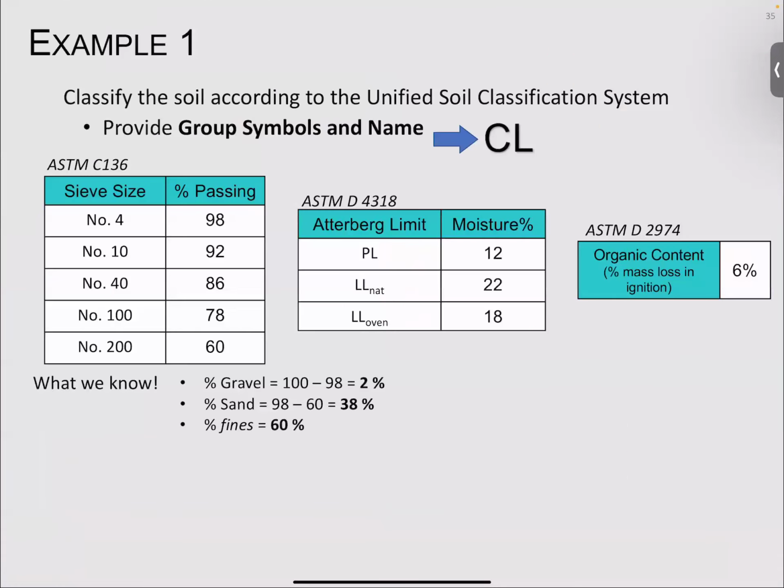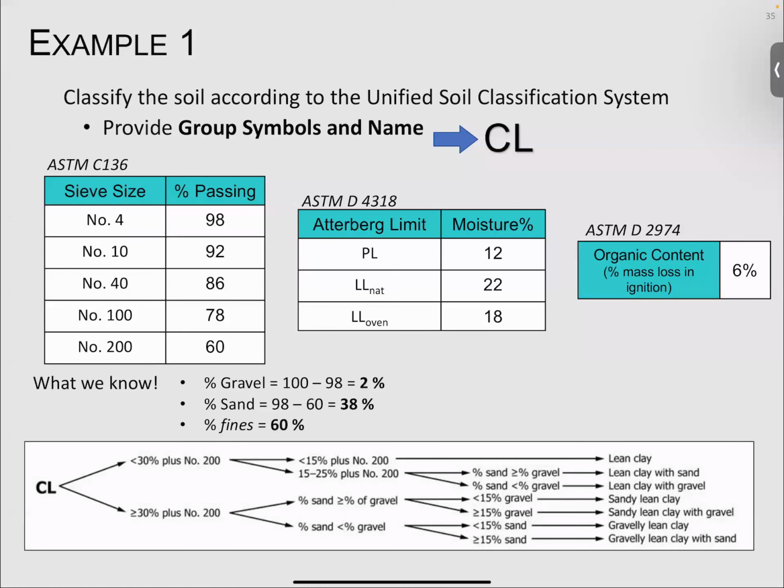Okay, so this is a CL. Let's talk about how we would further define this. We know the group symbol is going to be CL. If you're showing your boring report, you'll see a little CL next to it. But sometimes we have to further define it, especially if you're with FDOT. You have to further define it based off of the name of it. So we have to have the group symbol, but also the group name, the official, legal name.